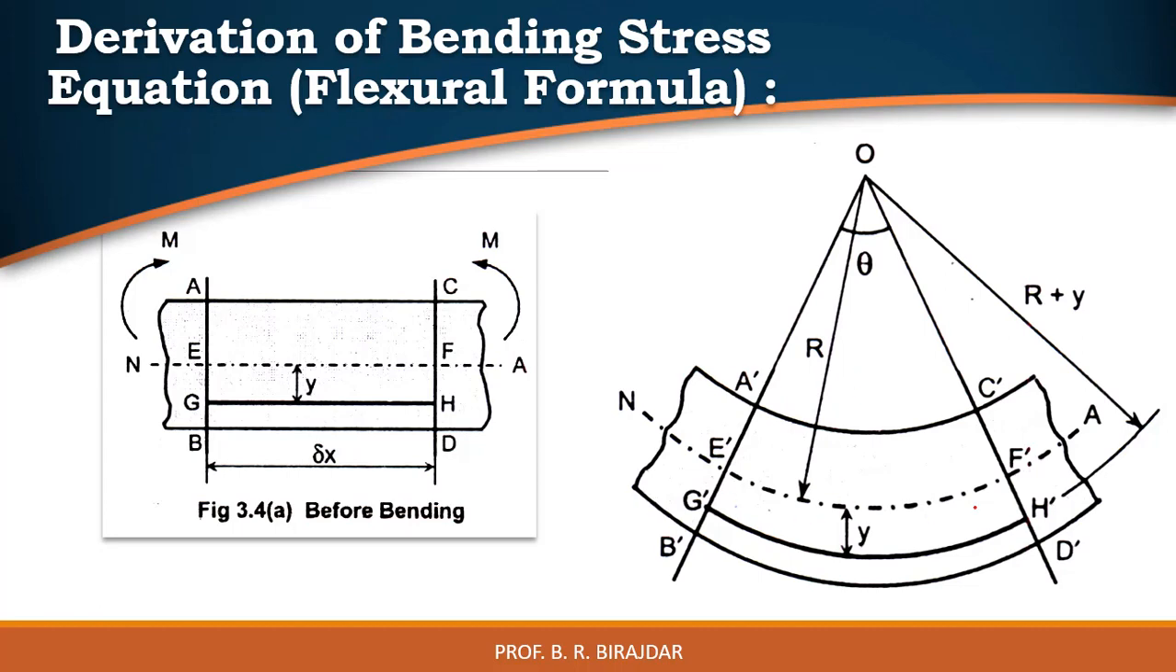The distance of the neutral axis from the center O is R, and the angle subtended between A dash B dash and C dash D dash is theta. Now the layer which we considered at a distance y from the neutral axis has a distance from center O equal to the radius plus y, so R plus y, where R is the radius of curvature of the beam and theta is the angle subtended at O.